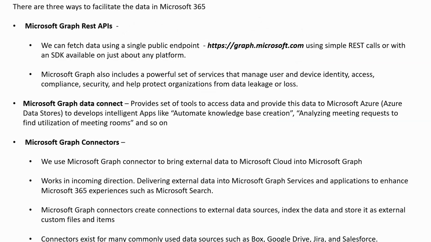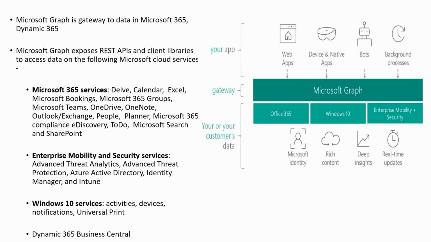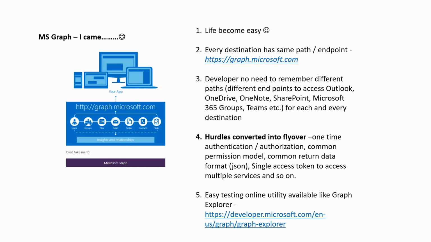So I'm again repeating, Microsoft Graph is nothing but a gateway to have the data from Microsoft 365, Enterprise Mobility and Security, and Windows 10. So for the beginning, we just need to understand that there is a single endpoint REST API available to get the data. Okay. Now let's have a demo of the Graph Explorer.